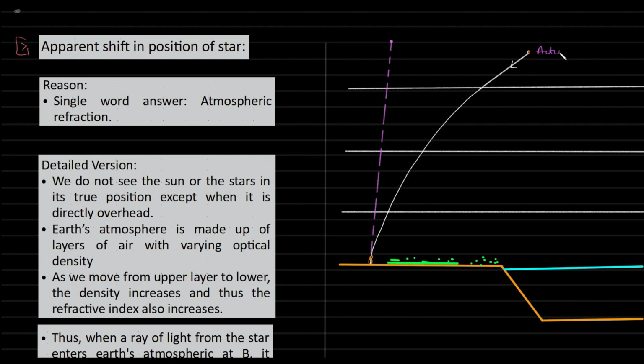This is the actual position and this is the new position. And this is our Earth and this is our atmosphere with increasing refractive index. Right? So this is the entire picture.